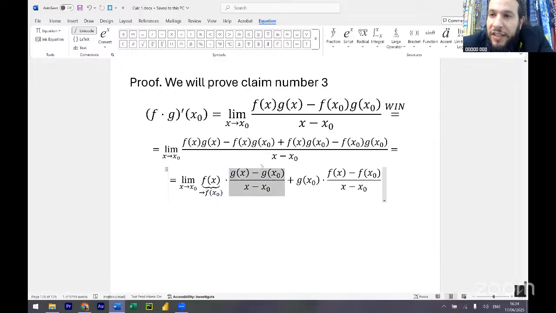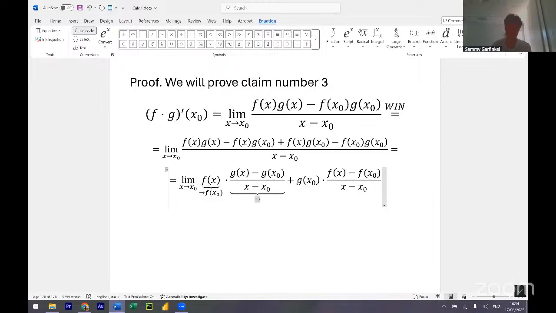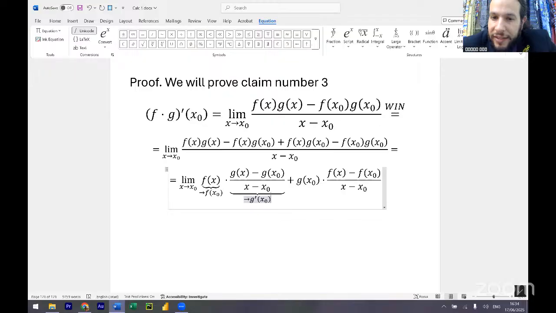What about this expression? What is its limit? The derivative. The derivative of g, definition of the derivative, at x0. This is a constant, so the limit is the number itself. And this goes to the derivative of f. And this is hella cool.